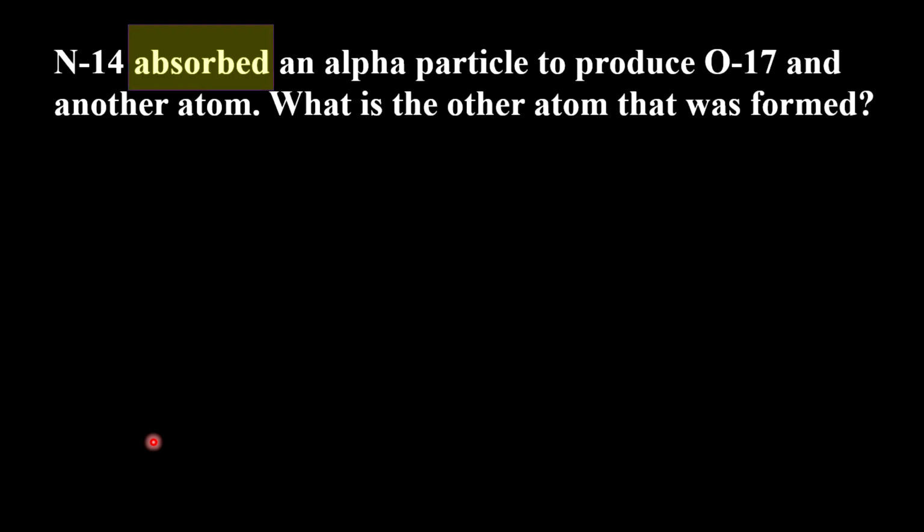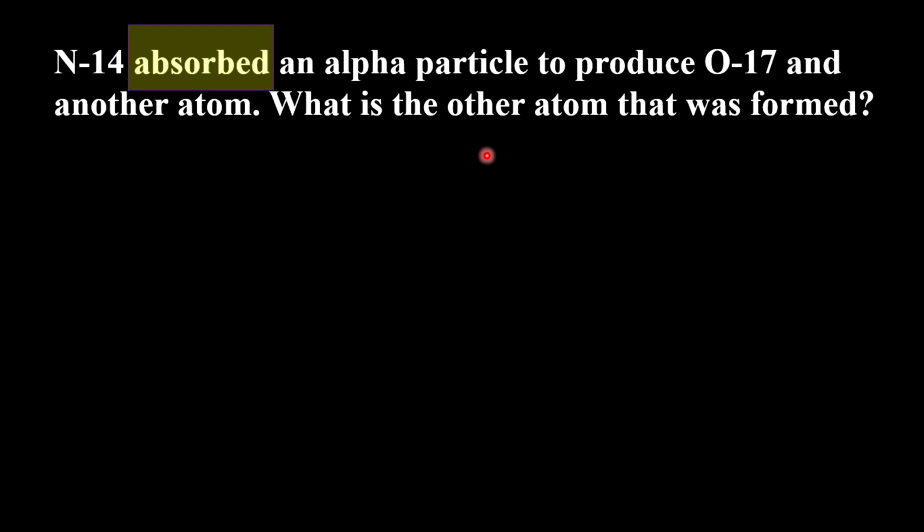Let's look at one last example here before we move on, right? Now, in this last example here that we're going to do, it said nitrogen 14. And remember, the number here that they list like this is always the mass number, right? So nitrogen 14 absorbed an alpha particle to produce oxygen 17. Now, the key word here is absorbed, right? Absorb is the key word. So remember that now. Look out for those words. Absorb the alpha particle. Not give it off, not emit it, but absorbed it. And another, it said oxygen 17 is formed and another atom. And it's asking you, what is the other atom that was formed?